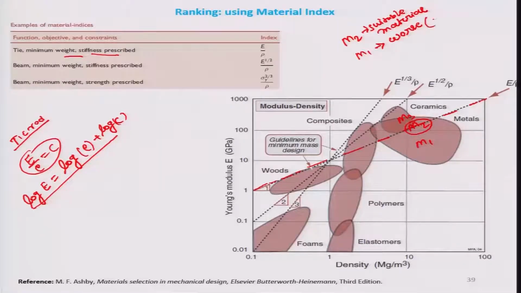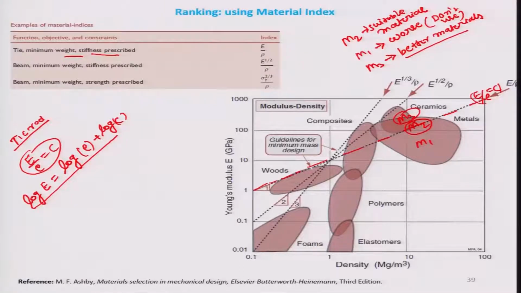So, you do not use it. Okay. And M3, which lies above the constant line, E by rho is equal to C line, is the better material. Okay. So, using this plot, we are doing two kinds of things.